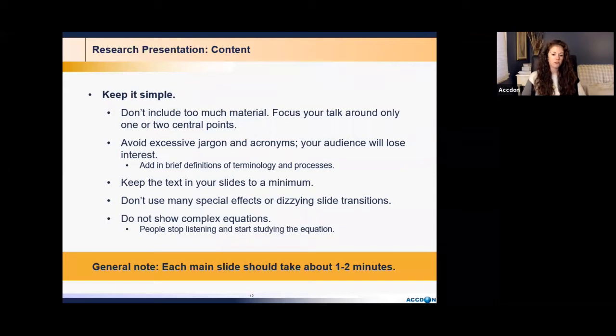And as a general note, when you have a presentation, each main slide should take only about 1 or 2 minutes to explain. So if you're on the slide for much longer than that, that probably means you have too much text on your slide, or you need to add a visual component.